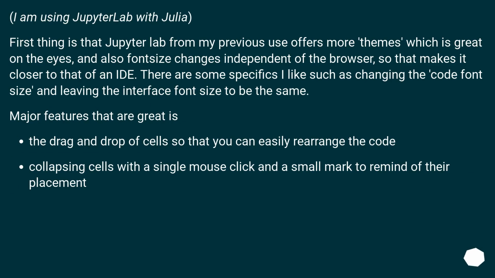I am using JupyterLab with Julia. First thing is that JupyterLab from my previous use offers more themes, which is great on the eyes, and also font size changes independent of the browser, so that makes it closer to that of an eye. There are some specifics I like, such as changing the code font size and leaving the interface font size to be the same. Major features that are great is the drag and drop of cells so that you can easily rearrange the code, collapsing cells with a single mouse click and a small mark to remind of their placement.